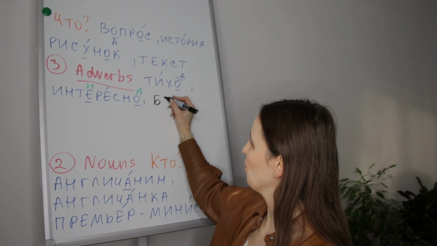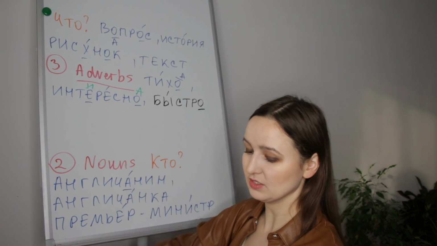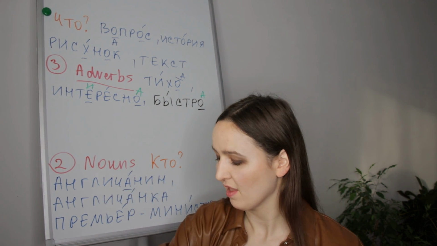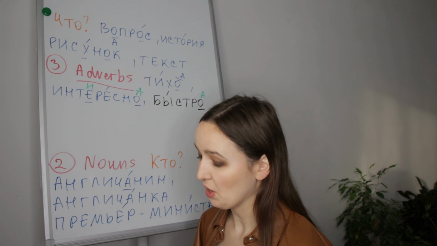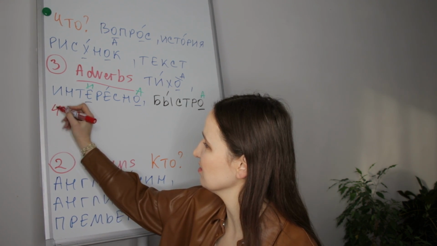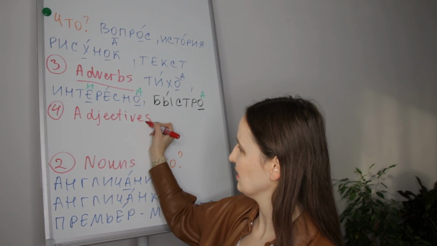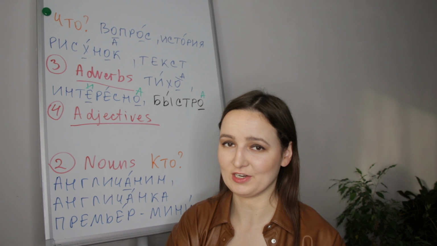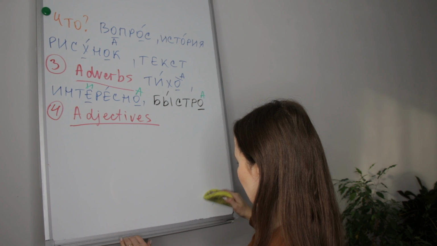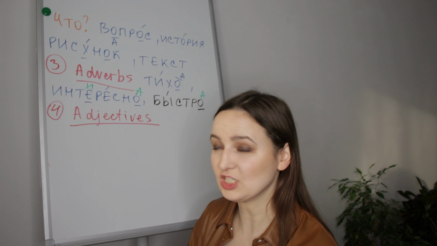The last one is быстро. Again, this O will be pronounced as A. Быстро. Fast. Хорошо. Number 4 is about adjectives. Прилагательные in Russian language. И давайте напишем. Первое прилагательное, the first adjective will be простой.